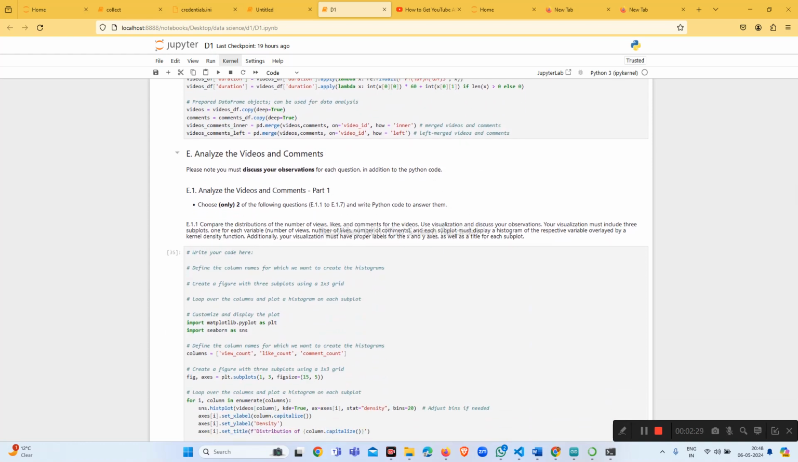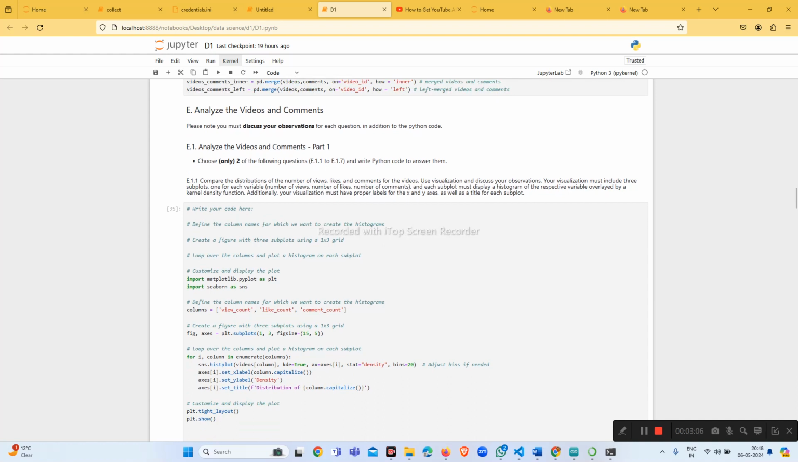In this question, we were asked to compare the distribution of number of views, likes, and comments for videos. Use visualization and discuss your observations. Your visualization must include three subplots, one for each variable: number of views, number of likes, number of comments, and each subplot must display a histogram representing the variable overlaid by the density function. Additionally, your visualization must have proper labels for x and y axes, as well as a title for each subplot.